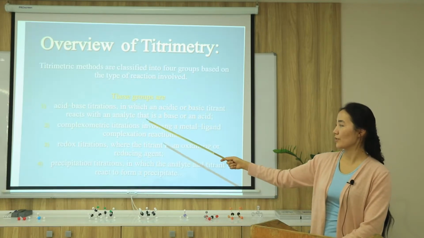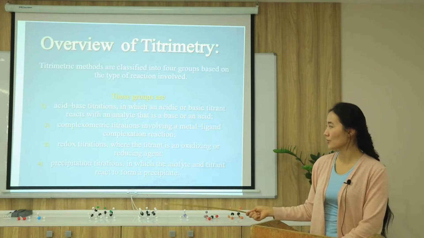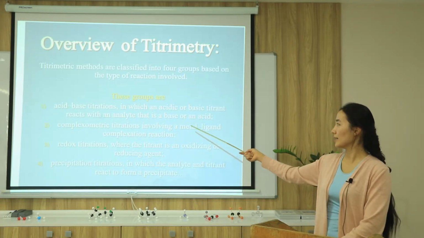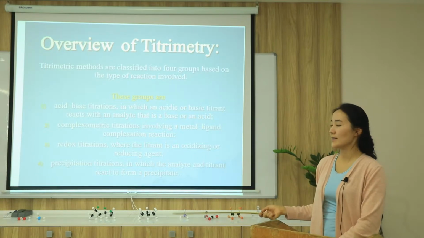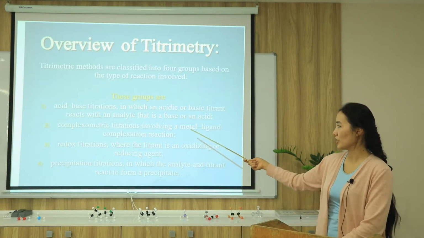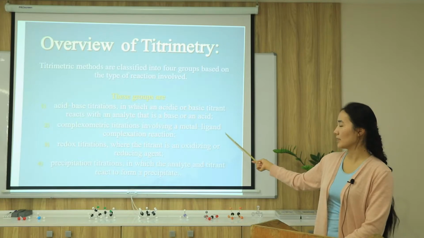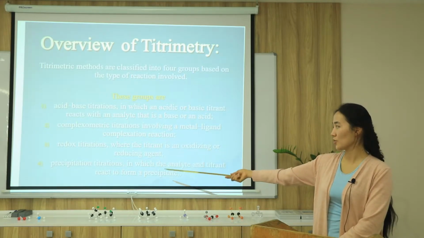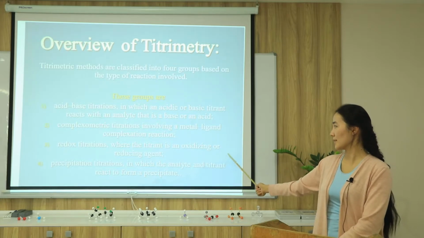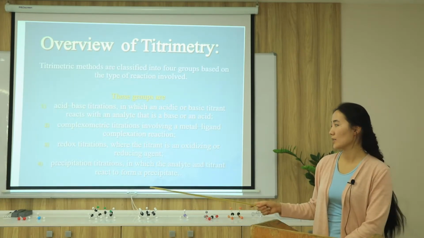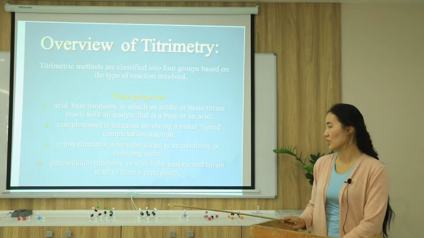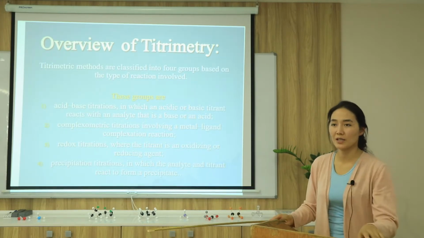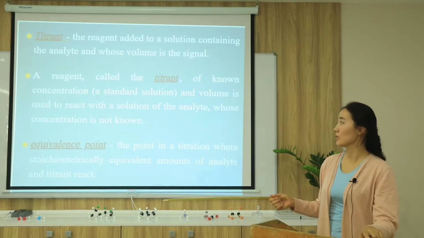So an overview of titrimetry: titrimetric methods are classified into 4 groups. First of all, acid-base titrations, where an acidic or basic titrant reacts with the analyte, which is a base or an acid. The second one is complexometric titrations, involving metal-ligand complexation reactions. The third one is redox titrations, where the titrant is an oxidizing or reducing agent, and the last one is precipitation titrations, in which the analyte and titrant react to form a precipitate. So we have the heavy salts.